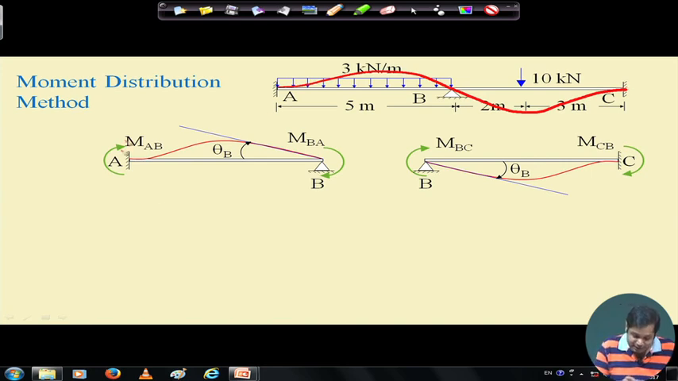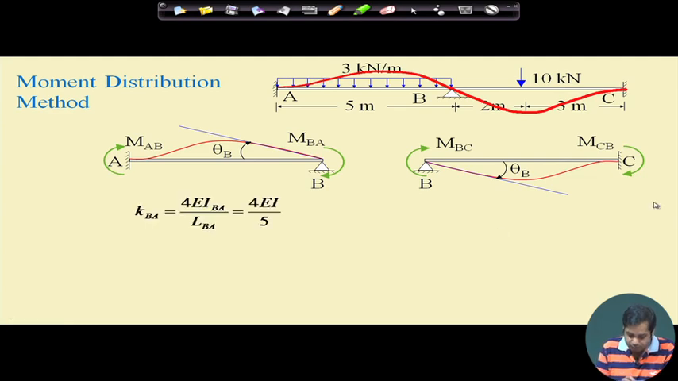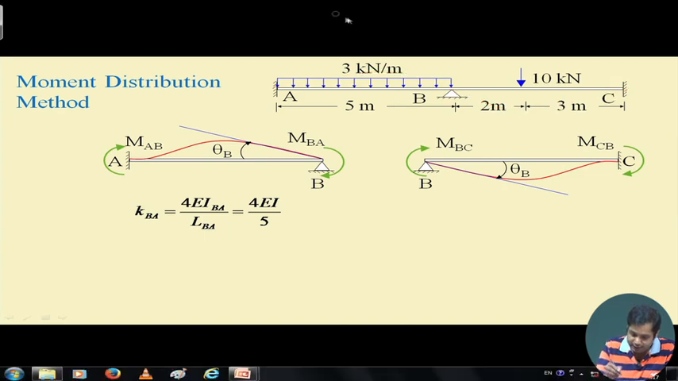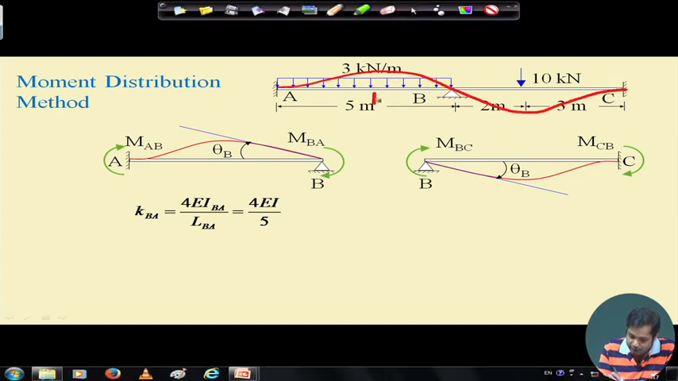Now you see, this is an idealization. We have seen that for a propped cantilever beam, a moment is applied at the propped end. For this, we know that KBA is equal to 4EI by L. Assume EI is constant for both cases. Then the absolute stiffness at joint B becomes this.